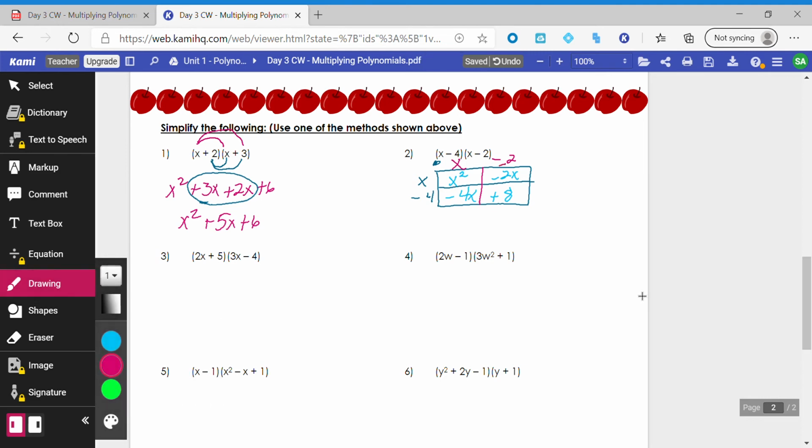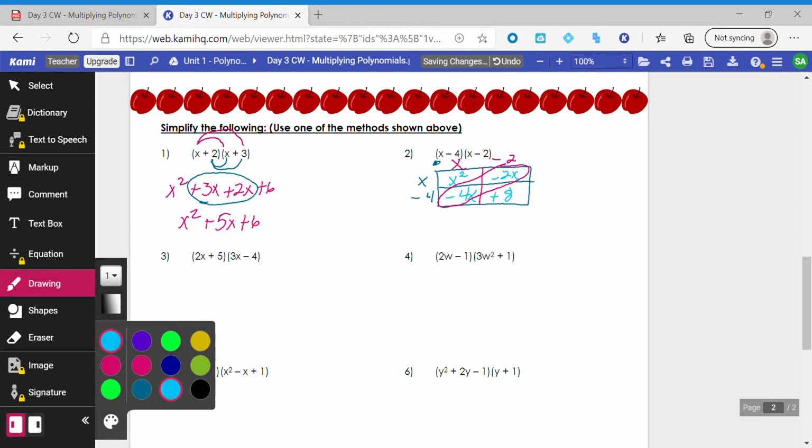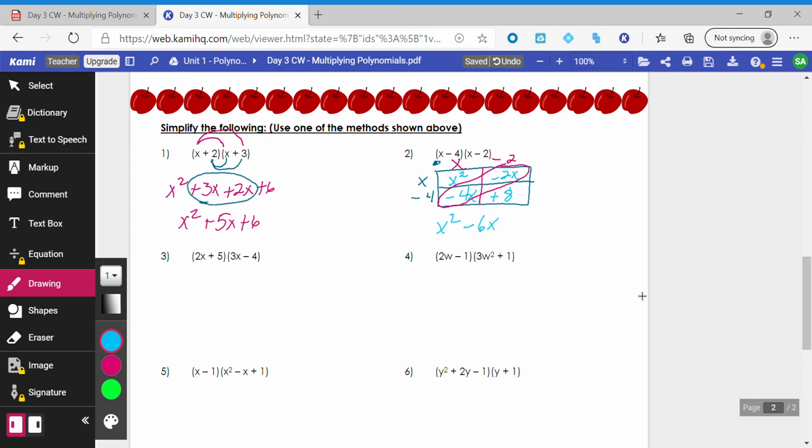Here we see that we have x's in the middle, so I can circle them. I have x squared. I combine negative 2x minus 4x to get minus 6x, and then plus 8 is on the outside. So these are my answers for 1 and 2.